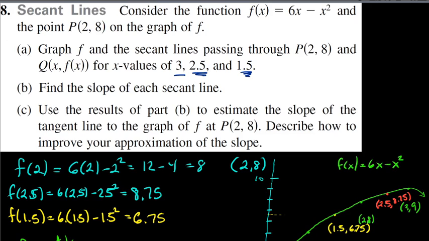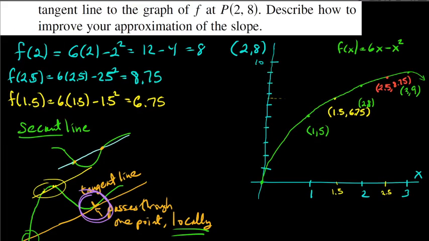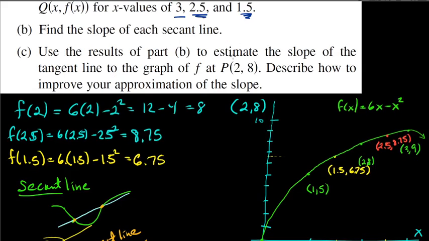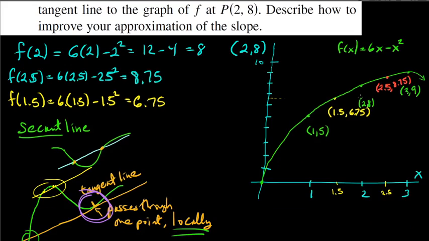But right now we just want to graph the secant lines. So let's start with 2.5. So that's going to be a line that crosses here and here. And that line will look something like this. I think I missed a little bit here. Let's try that again. So the green point and the red point.